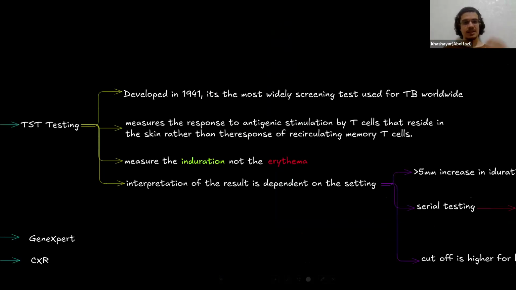Let's go over the tools. TST testing was developed in 1941 and is the most widely used screening test for TB worldwide. It measures the response to antigenic stimulation by T cells that reside in the skin rather than those in the circulation. The test is usually done by injecting PPD under the skin and measuring the induration after 48 to 72 hours. Again, I have to remind everyone here, measure the induration, not erythema.